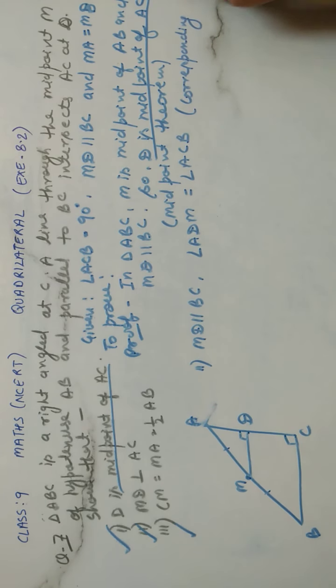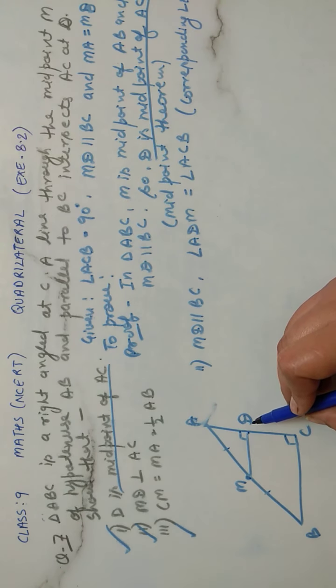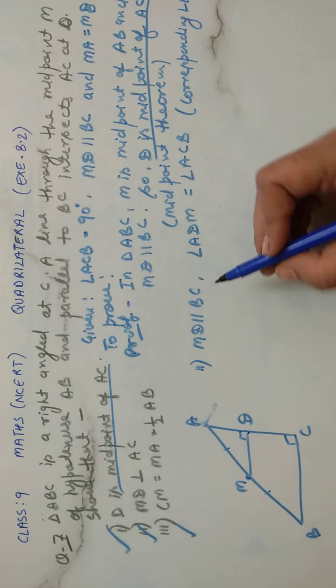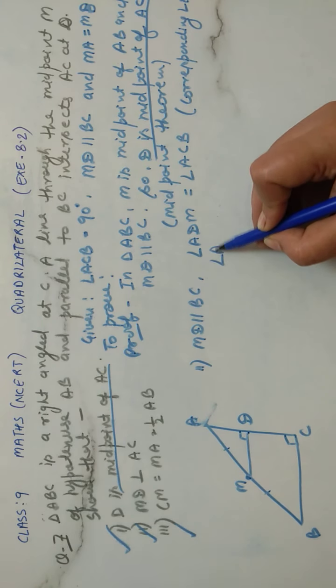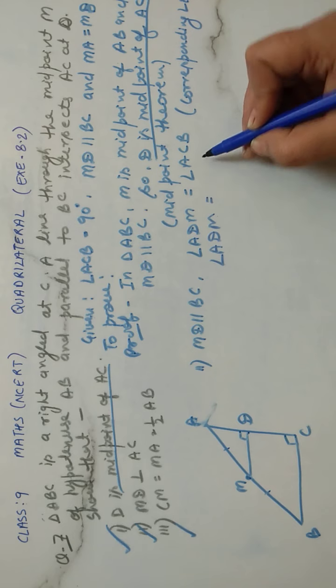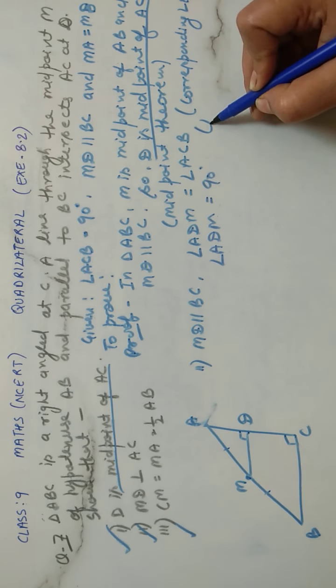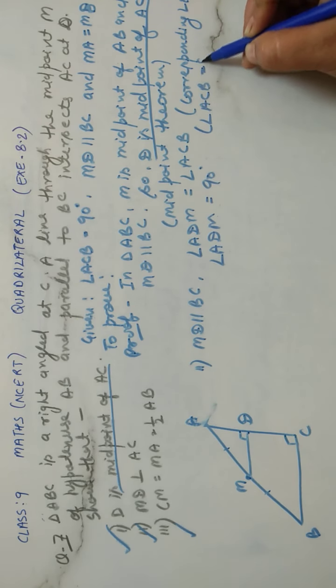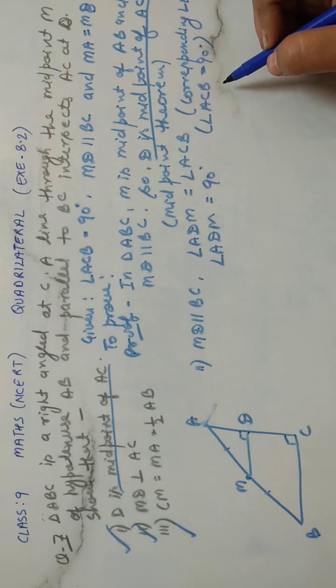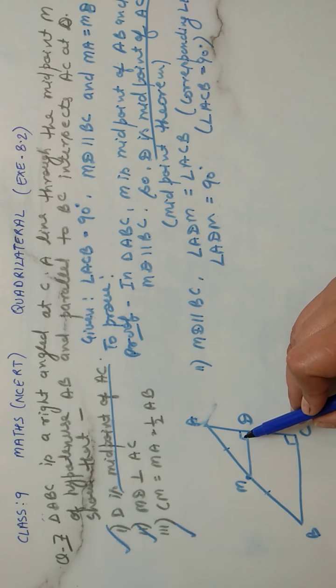What is the reason behind this? Corresponding angles. So if angle ACB is 90, then angle ADM is also 90, because angle ACB is 90 degrees. It is given to us. Okay, so what is the value of ADM? 90.